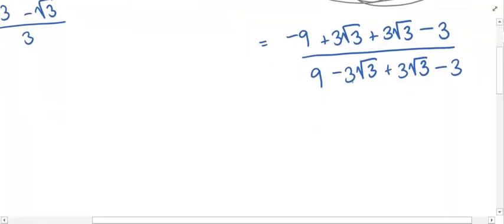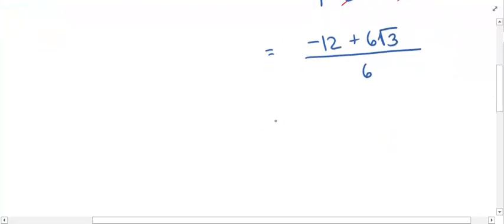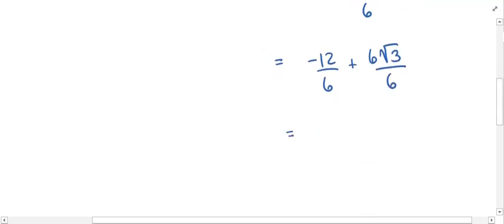Remember, the reason we multiply by the conjugate is because it causes these middle terms to cancel, and then we're left with 9 minus 3, which is 6 in the bottom. In the numerator, we can combine the -9 with the -3. That's going to be -12. And then here we have 3 square roots of 3, and then we have another 3 of them. So 3 plus 3 is going to give us 6 square root of 3. And then we're almost there because the radical is out of the denominator. We can take each term in the top and divide by the denominator. So our final answer here is going to be -2 plus the square root of 3.